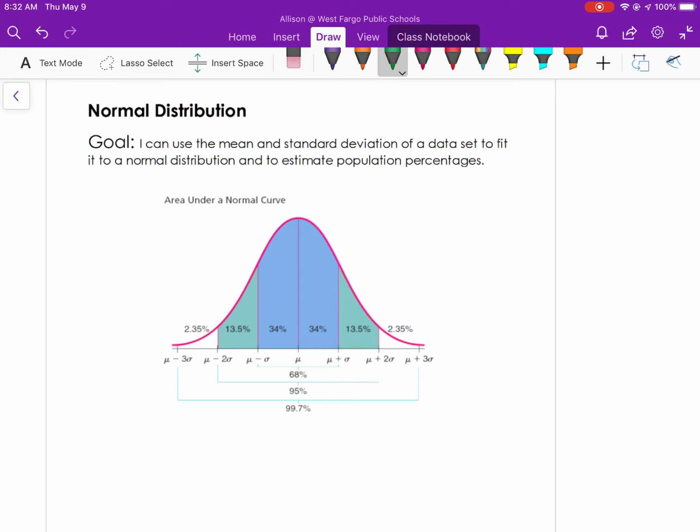Hey class, this video is going to go with section 12.3a, and today we're going to be talking about the normal distribution. And the normal distribution you've probably heard of before.